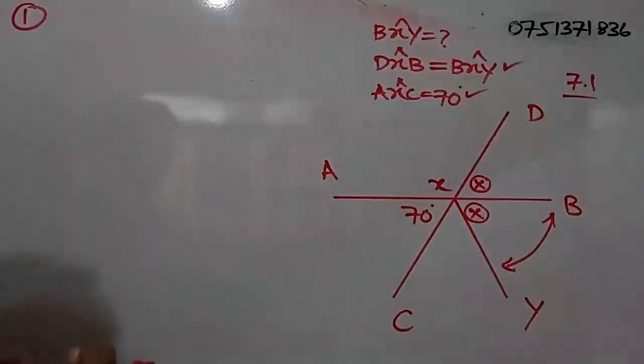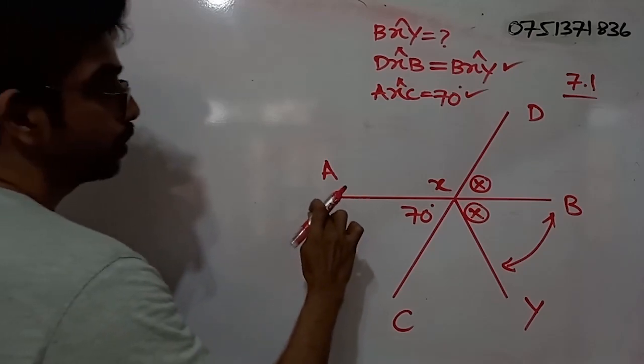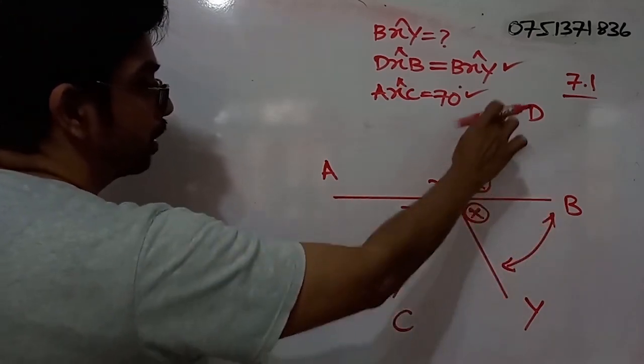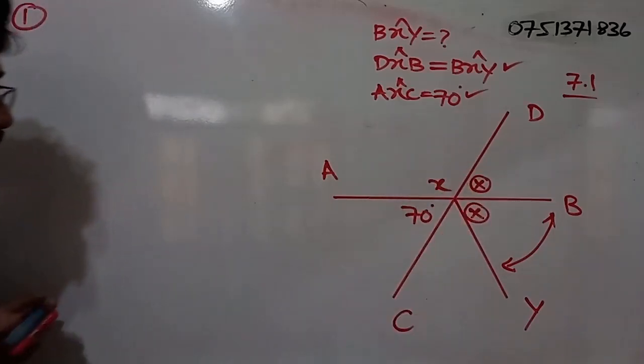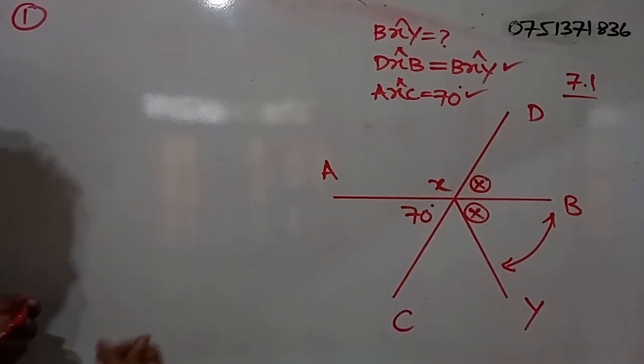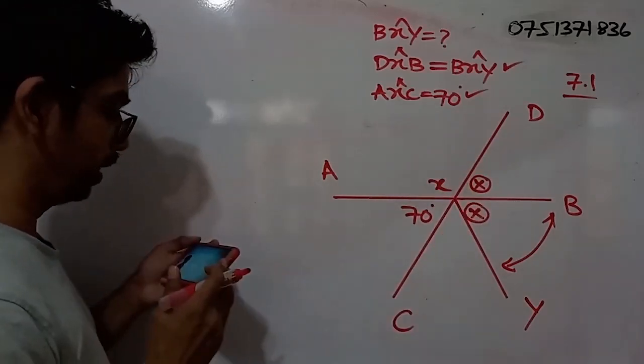Right. Exercise 7.1, question number 1. The straight lines AB and CD intersect at X. So we have two straight lines. They intersect at X. Right? Intersect කියන්නේ මොකක්ද? එකිනෙකට change වෙනවා කියන එක.